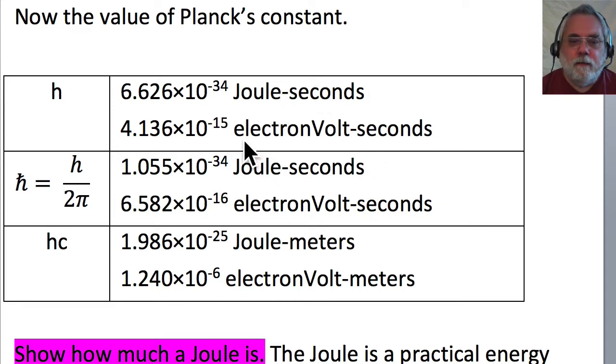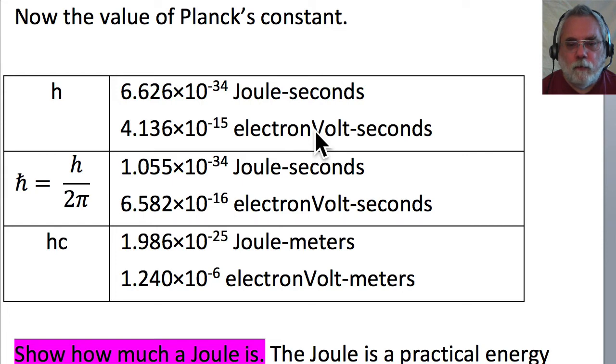Physicists also use the energy unit, an electron volt. So the joule is a practical energy value for our macroscopic world, but it is way too large, 19 orders of magnitude too large for the energies of electrons in atoms and also for visible light photons. The electron volt, which is shortened to eV, lowercase e, capital V, is the practical energy scale for atoms and photons.